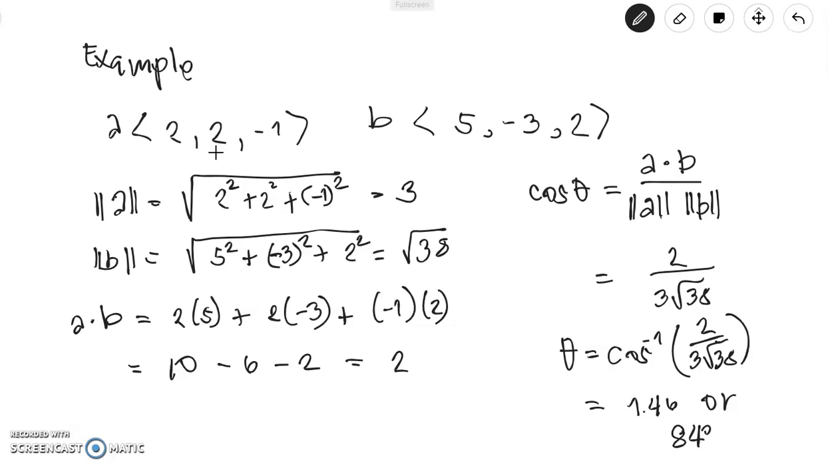So to find the angle between the two vectors, you have to solve first the dot product of A and B, and then find the magnitude of A and B as well, and then you find theta by taking the arc cos of this value.